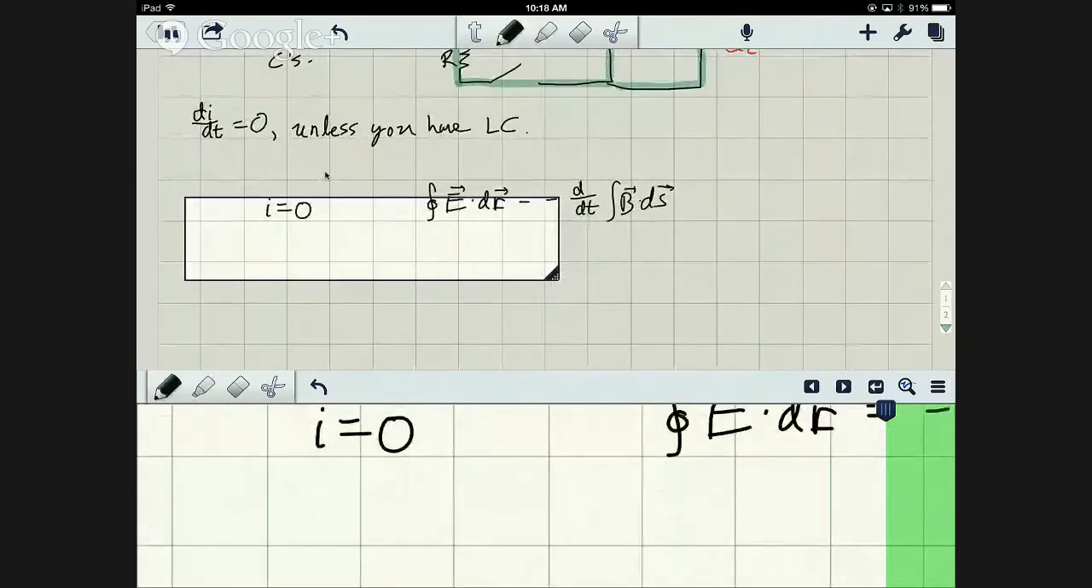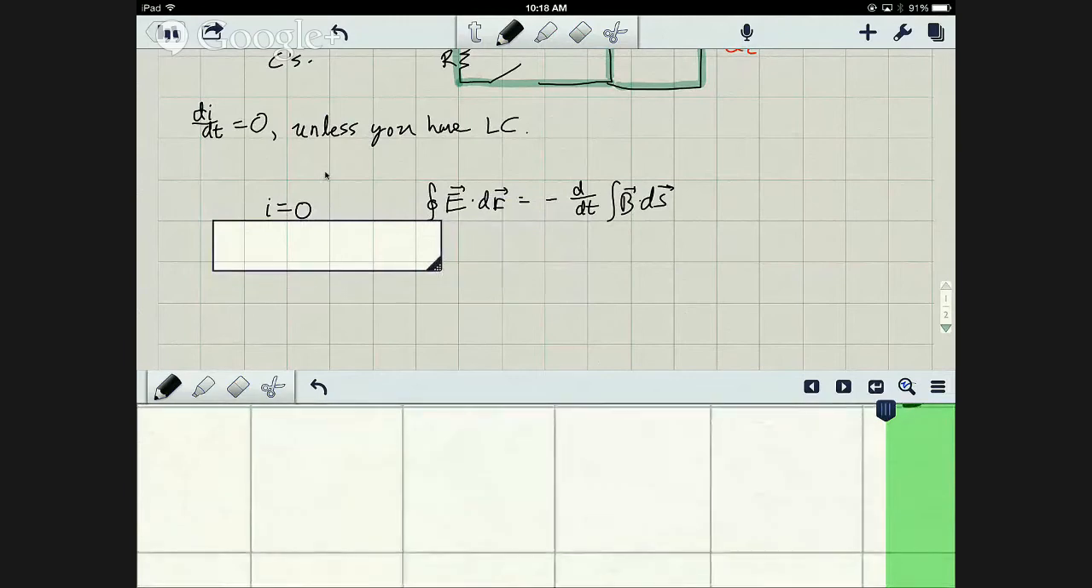Okay. And thanks 855 and 932 for pointing that out. All right, the screen wasn't working.